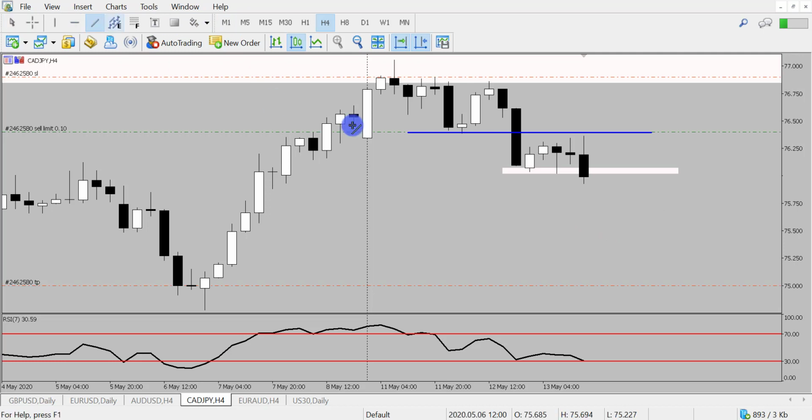So what I'd suggest looking for, wait for that lower low, lower close. If the market continues to pull down, look for that pullback into those 4-hour lows once again, and then look for that continuation to the downside, towards the key 75 area.